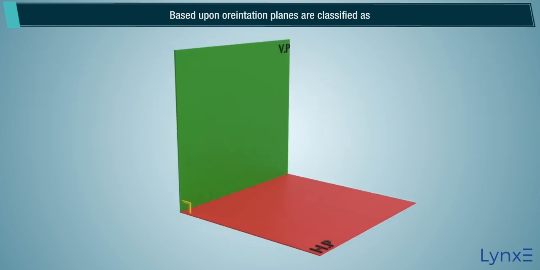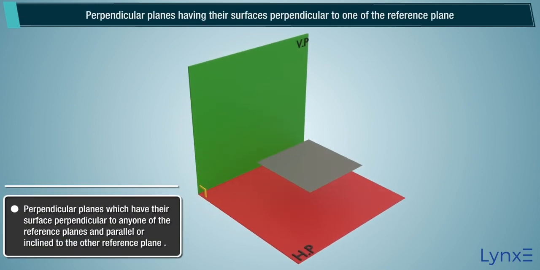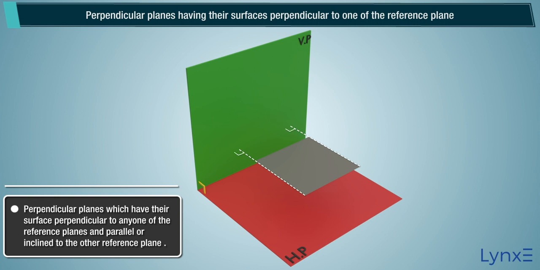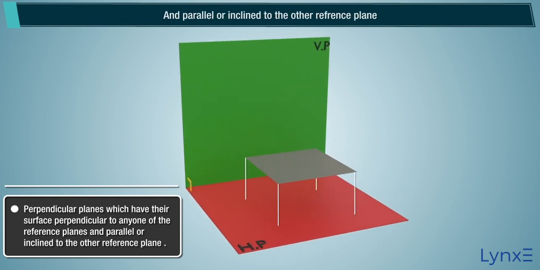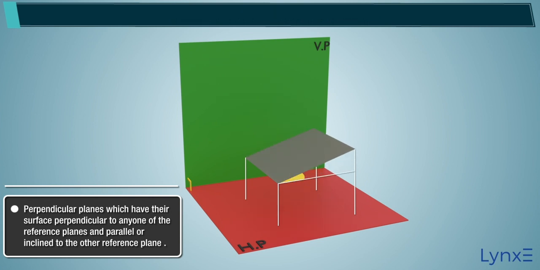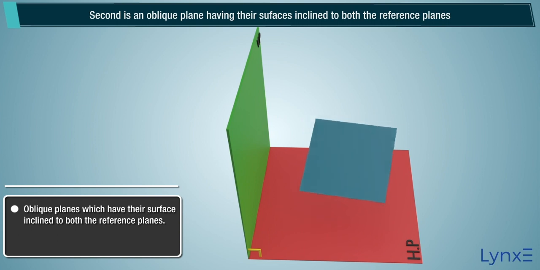Based upon orientation, planes are classified as perpendicular planes, having their surfaces perpendicular to one of the reference planes, and parallel or inclined to the other reference plane. Second is an oblique plane, having their surfaces inclined to both the reference planes.